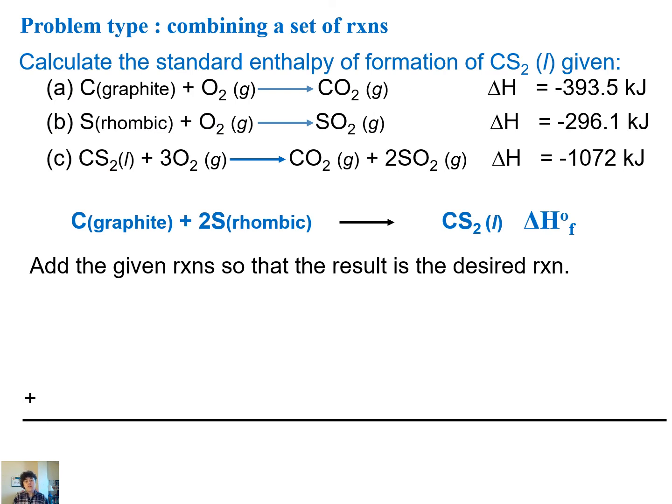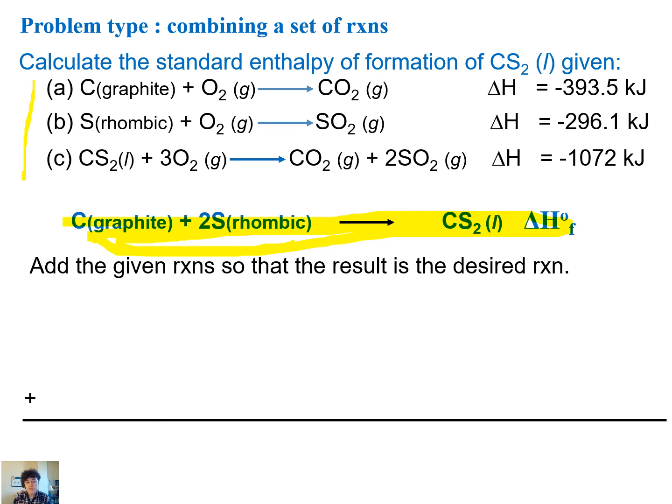Another common type of problem is one in which you are asked to combine a set of reactions in order to obtain a target reaction. So the target reaction is this, and you need to combine the 3 reactions here in order to obtain this one. Now you need to trust the teacher that there is a solution, and then typically, unless it is explicitly said otherwise, you have to use all 3 reactions.